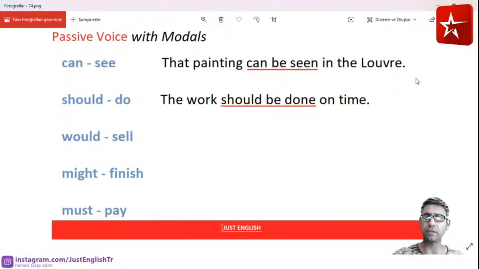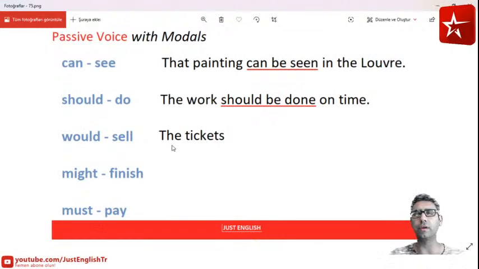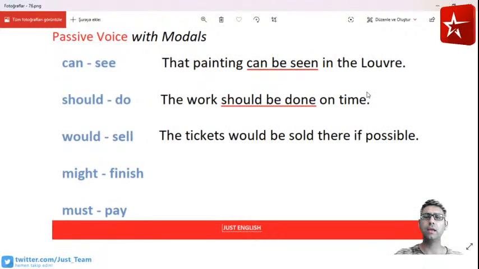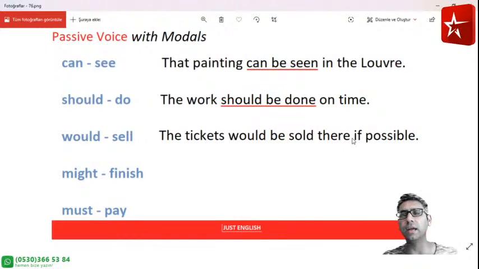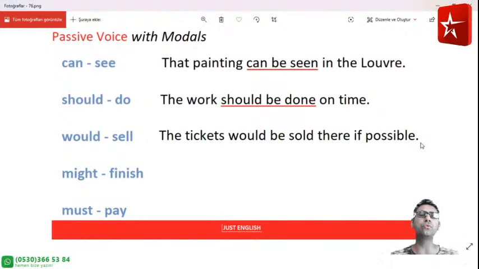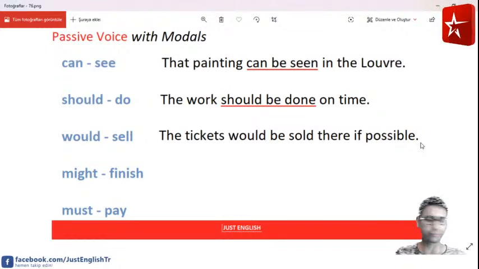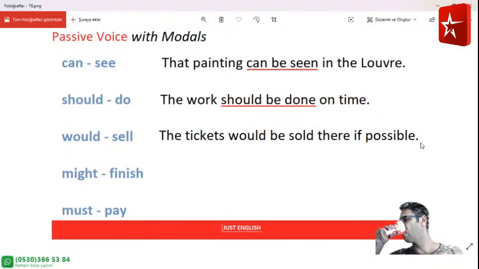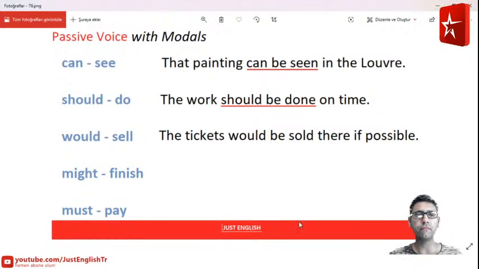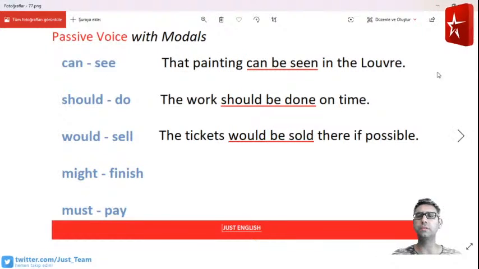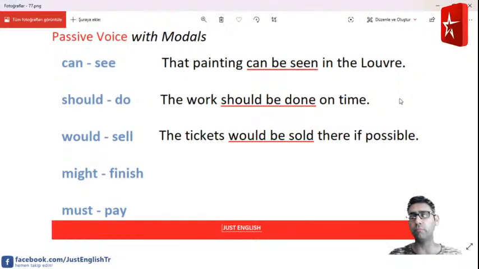The example is about selling something. So, the tickets, okay? The tickets would be sold there if possible. Eğer mümkünse biletler orada satılır diyor, değil mi? Yine bakın, would be sold. Modallarla kullanışımız bu şekilde. This is how we use it with modals.